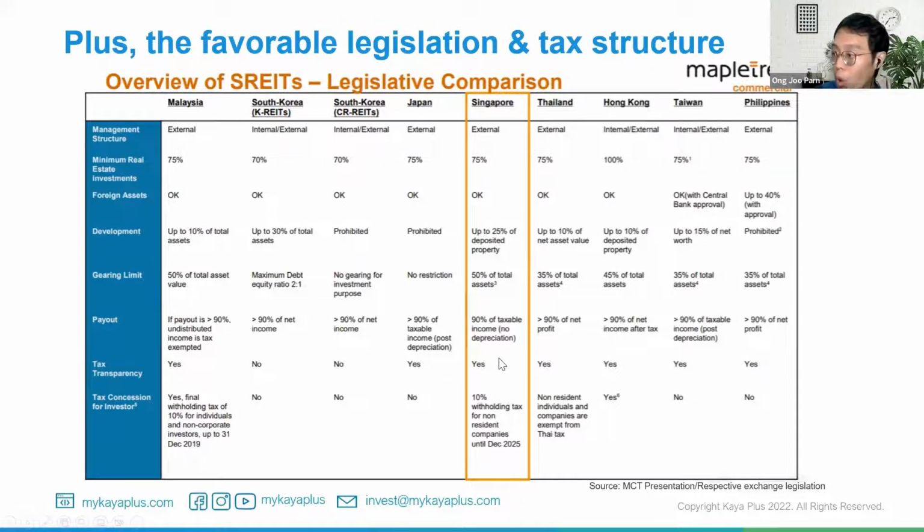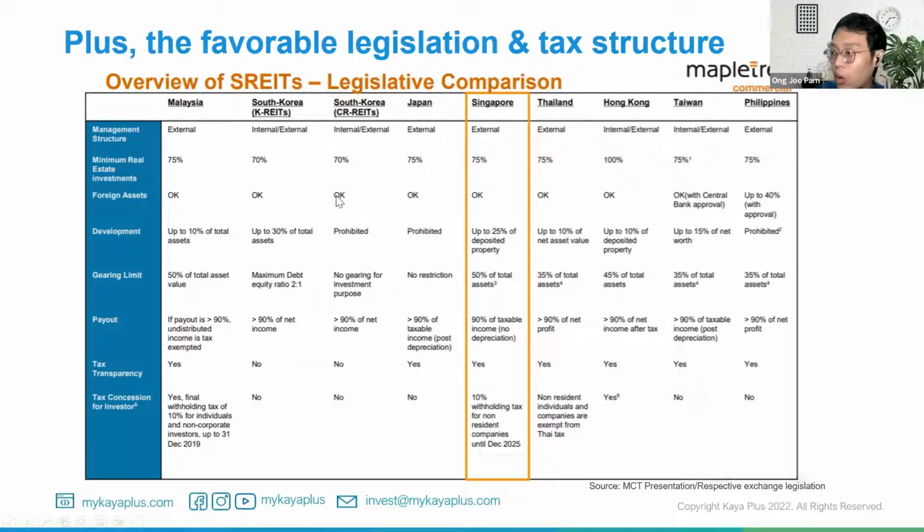One of the more important ones would be the development quota. For REITs, sometimes they need to throw in money or invest money to build properties from scratch. They do not usually go out and buy ready-made properties. So there's a cap on how much of a cap these REITs actually have to control.